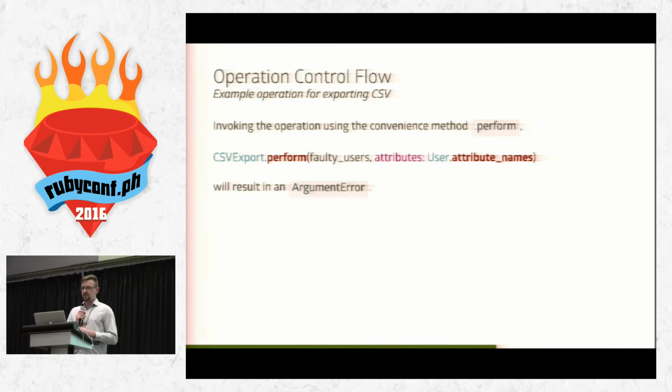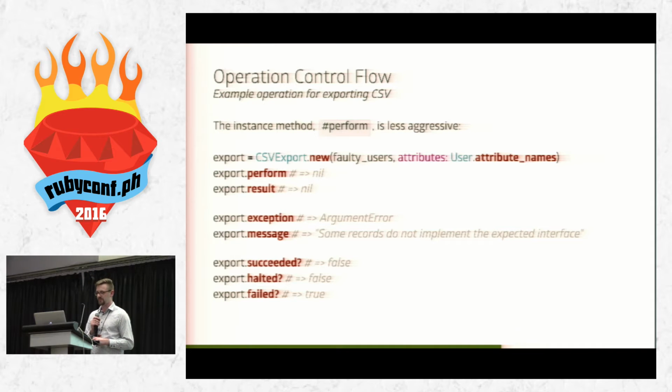So in this case, invoking the operation through the convenience method perform on the class itself will result in an argument error. But if we manually instantiate the operation and call the instance method perform, we will simply get nil as a result, and then have to use the method succeeded, halted, or failed to inspect the state of our operation. And we can also conveniently access the failure that would have been raised by calling exception or message on the operation.